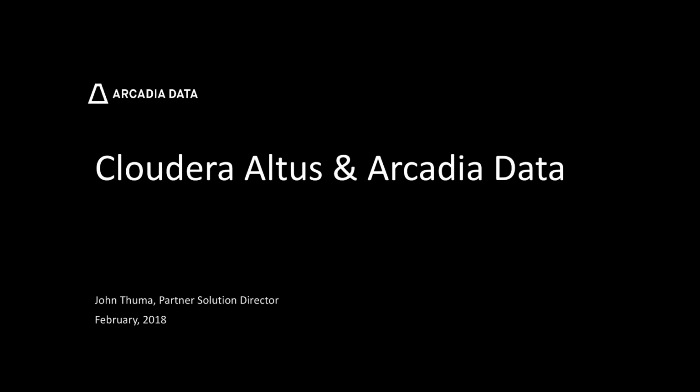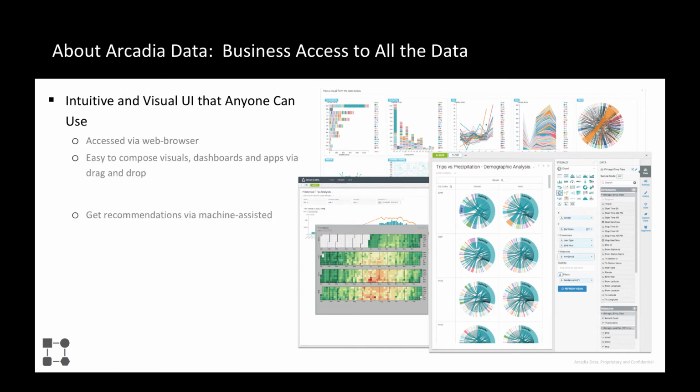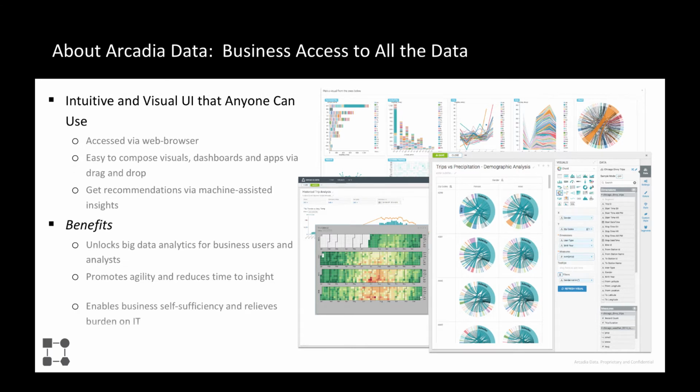But before that, a little bit about Arcadia. Arcadia Enterprise is the only modern business intelligence system that runs natively on Hadoop. 100% browser-based, Arcadia Data provides easy semantic modeling, drag and drop dashboard development, and security built in. With Arcadia Enterprise, smart acceleration reports and visuals are delivered in a fraction of the time.